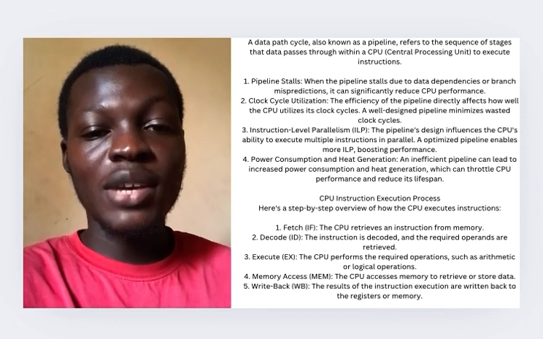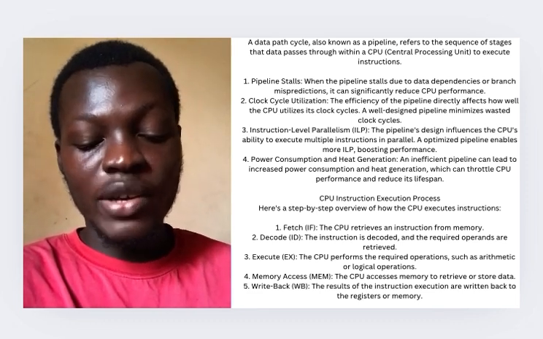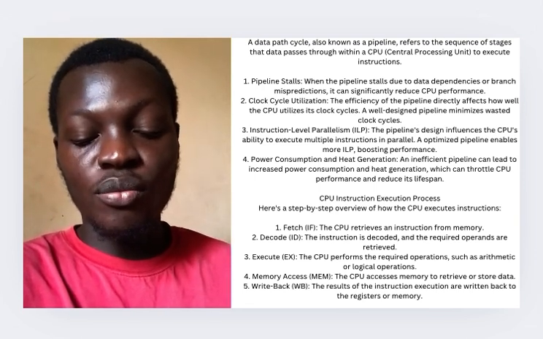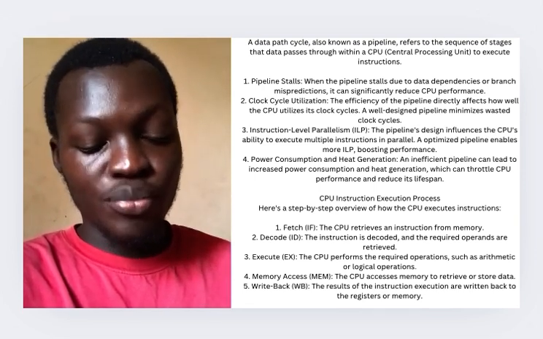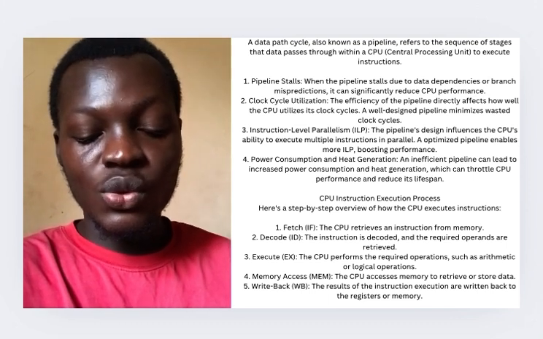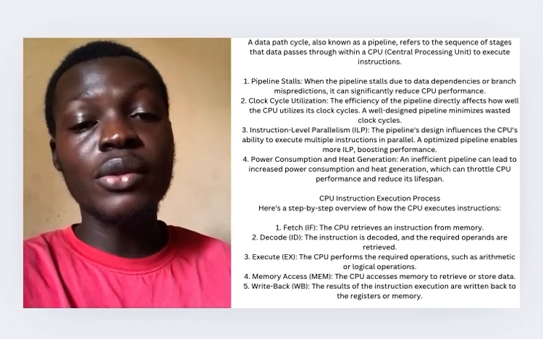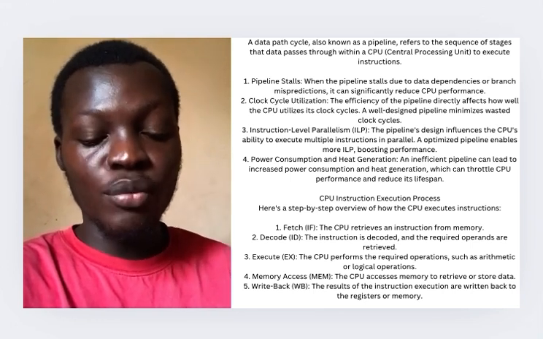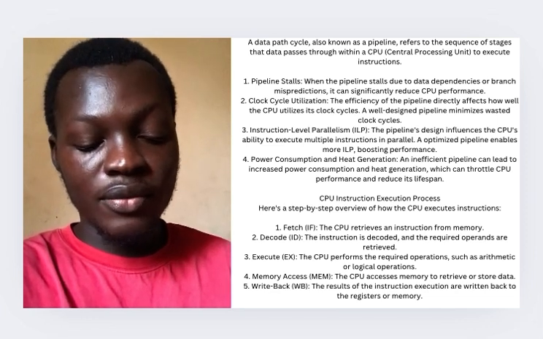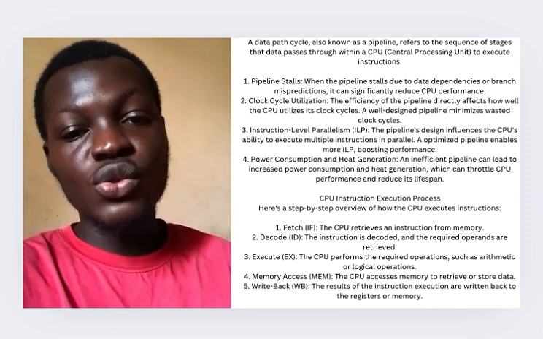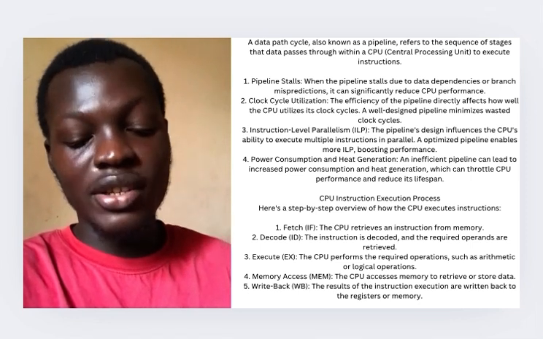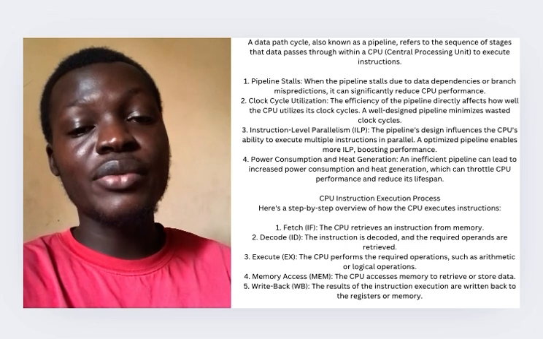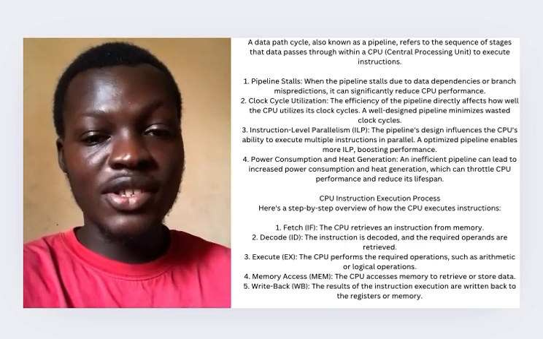The first one is pipeline stalls. It says when the pipeline stalls due to data dependence or branch mispredictions, it can lead to a significant reduction of the performance of the CPU. So normally, when the pipeline stalls due to data dependence or branch mispredictions, it leads to a significant reduction of the performance of the CPU.